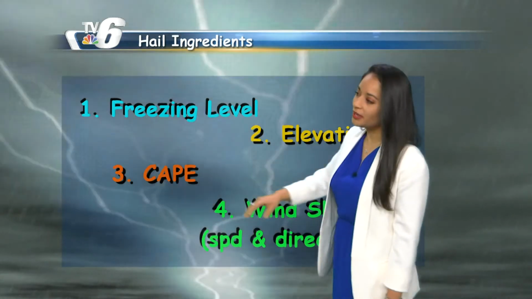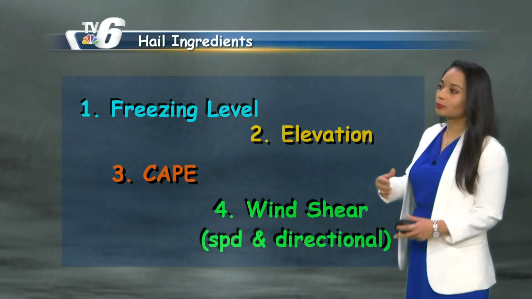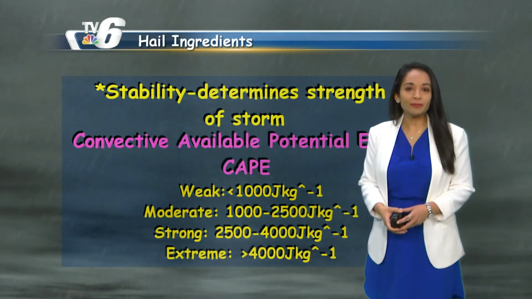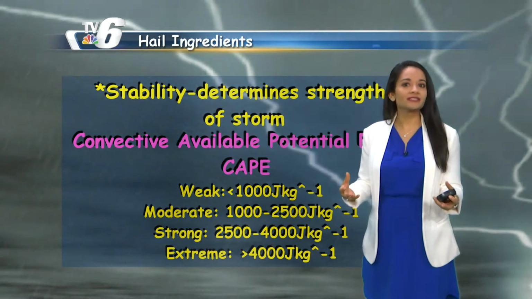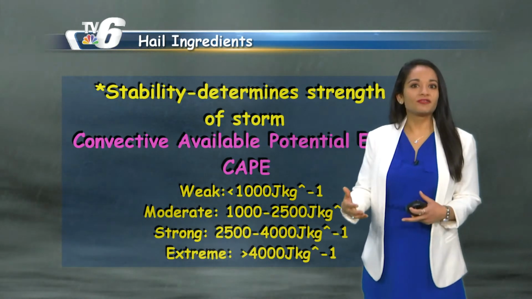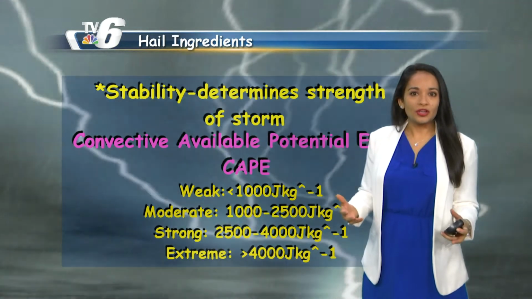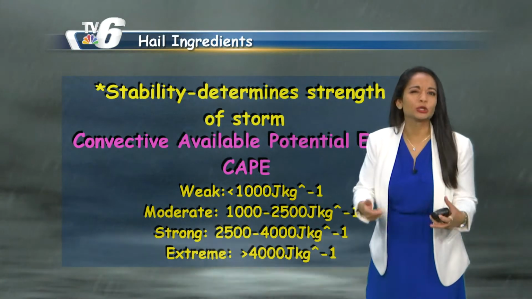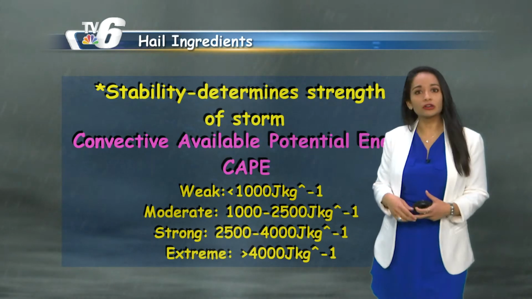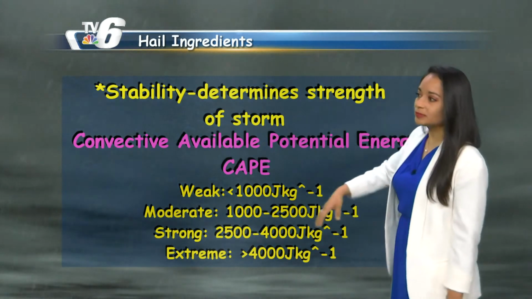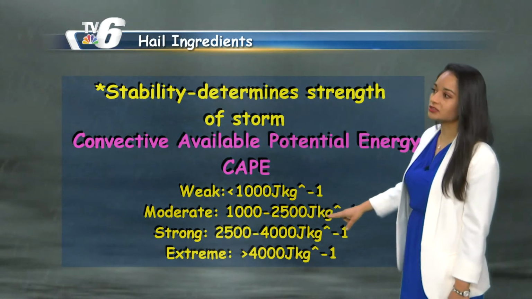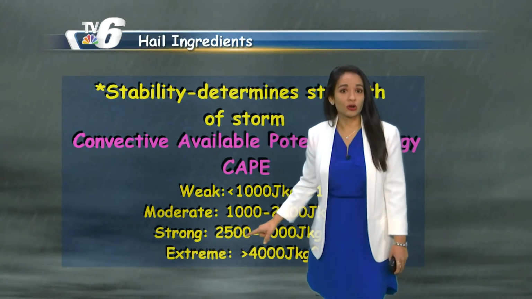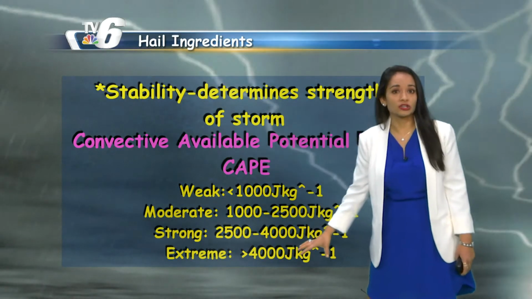Also, you need CAPE and you need wind shear. We briefly talked about CAPE and wind shear in a previous segment, but here's a quick recap. CAPE is just a measurement that we utilize to be able to identify how unstable the air is at the ground. When I mean unstable, what I mean is how much energy is at the ground. And ideally for large hail, you want CAPE levels to at least be higher than 2,000 joules per kilogram. So you want it to fall in the moderate to strong categories, if not extreme, for very, very large hail.